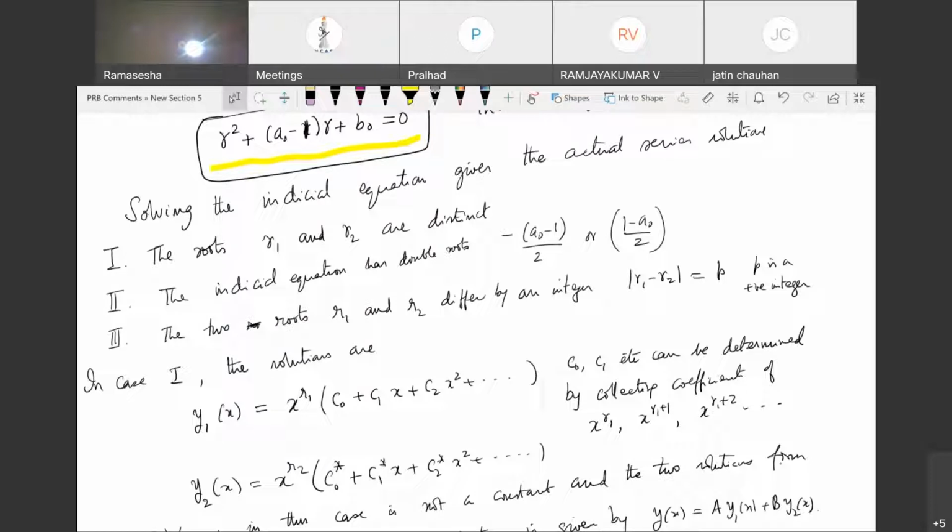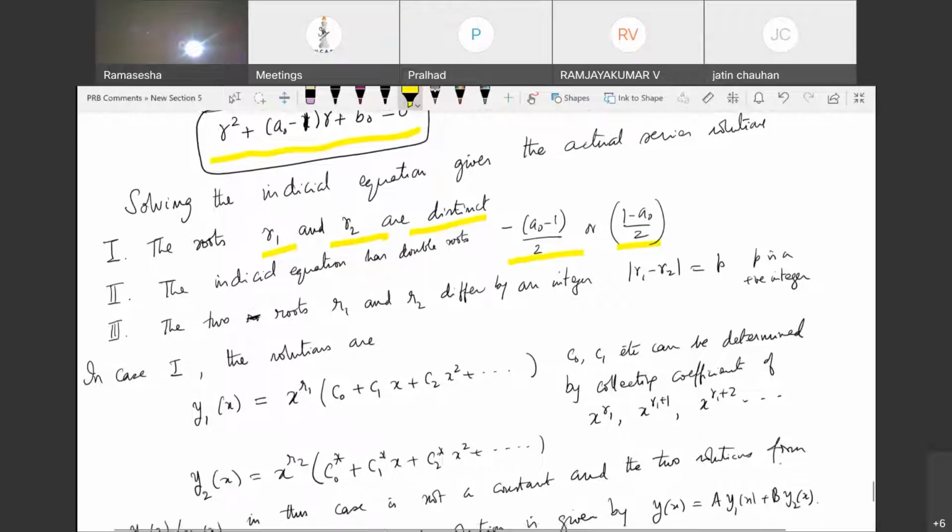You can have three different situations. One is that the roots r1 and r2 are distinct. The second is that the indicial equation has a double root, which is when the discriminant of the quadratic equation is 0, and the root is going to be (1 minus a0)/2. The third is that the two roots r1 and r2 differ by an integer, that is, modulus of r1 minus r2 is equal to p, where p is a positive integer, of course.